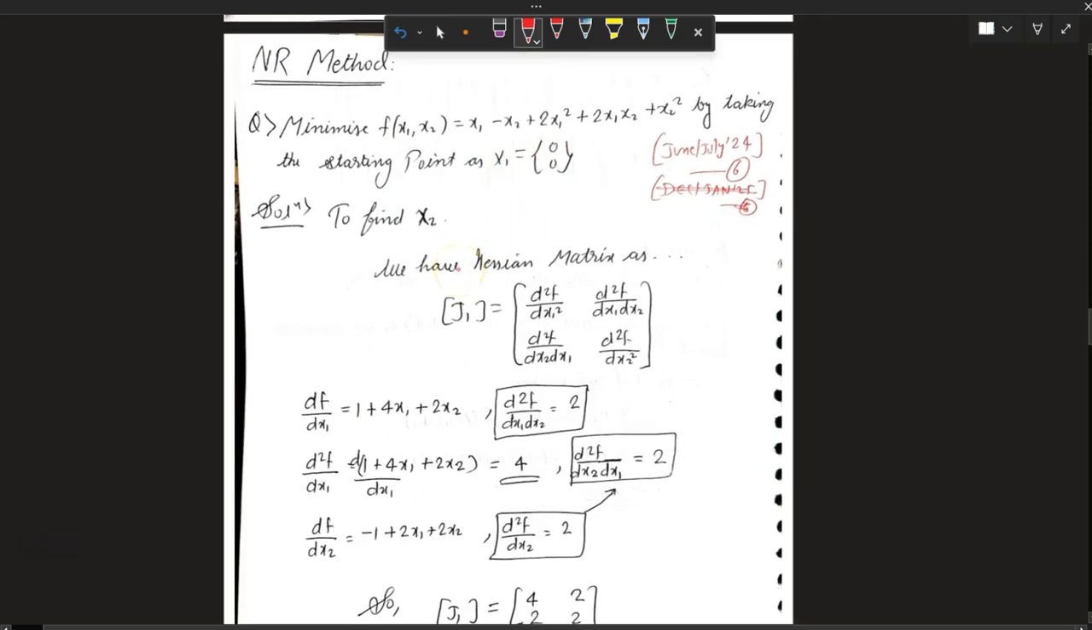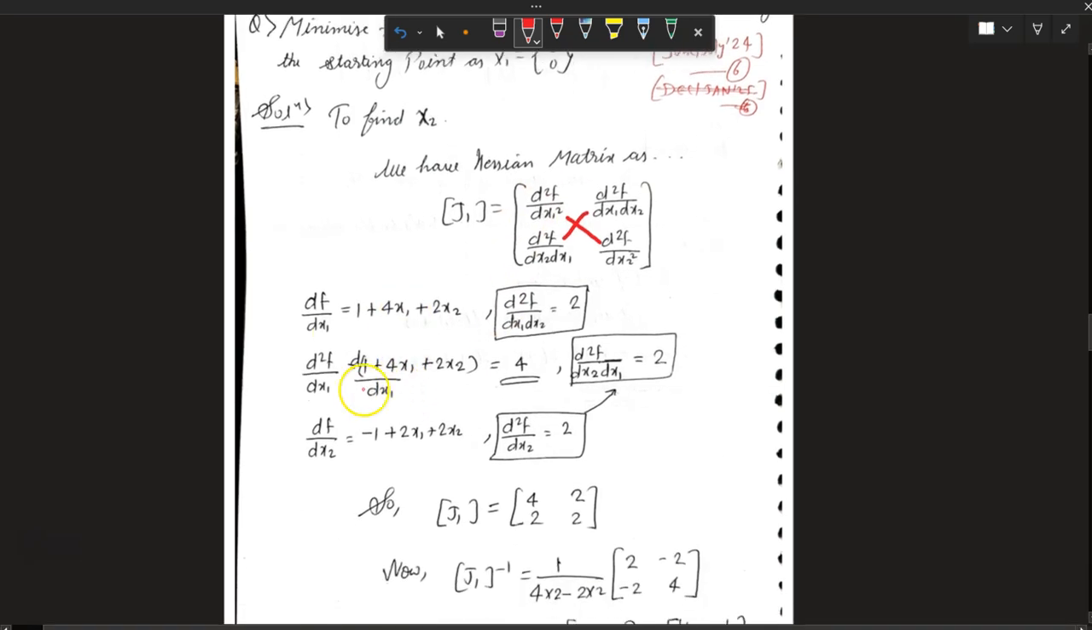To find x2 we have the Hessian matrix. Now what is the Hessian matrix? The Hessian matrix can be given as J1 equals d square f by dx1 square and d square f by dx2 square, and this is the cross: d square f by dx1 dx2, d square f by dx2 dx1. Like this it is the Hessian matrix. So find the individual values over here.